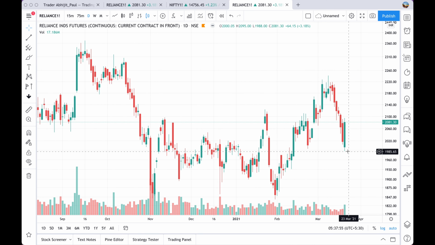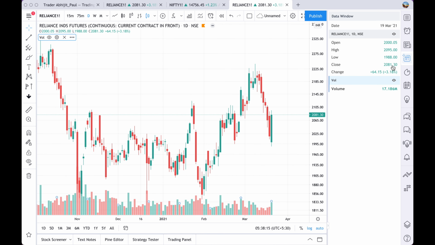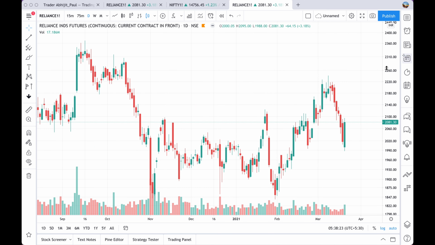So if I look at the last trading session, which is the 19th of March 2021, we see that Reliance Industries made a low of 1988 and a high of 2095. In this day, the total volume was somewhere here. If we open this, we will get to see it is 17.186 million shares. Now, the 17.1 million shares is spread across this range.